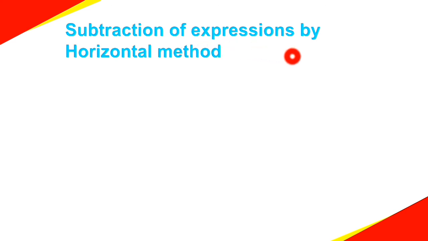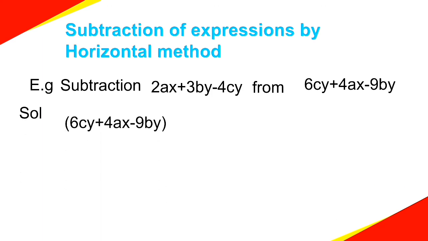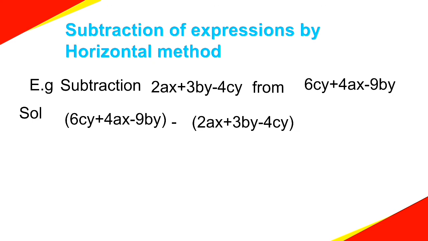Subtraction of expressions by horizontal method. Now we are going to take an example. Subtract 2ax plus 3by minus 4cy from 6cy plus 4ax minus 9by. We are going to solve now. The second term will come first: 6cy plus 4ax minus 9by. To avoid confusion, we are going to keep the brackets.